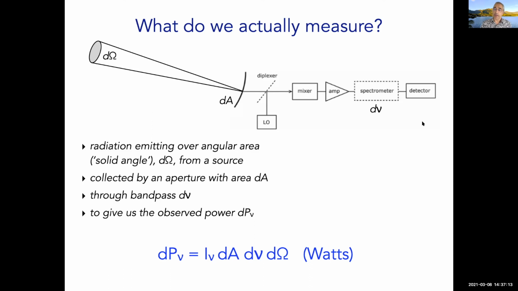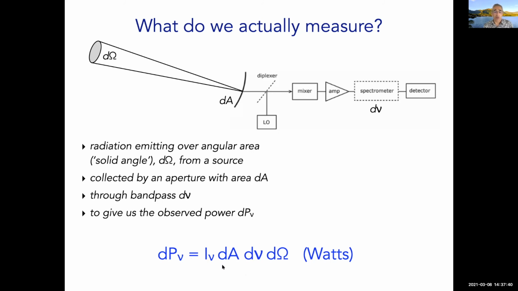If I doubled my collecting area, I'd get double the amount of power, because I collect twice as much radiation. And there's also a frequency component too. Again, for a flat spectrum, if I double the frequency coverage, then again I will double the amount of power that I would receive from my detector. So the power that we see scales with the area, the bandpass, and the solid angle.